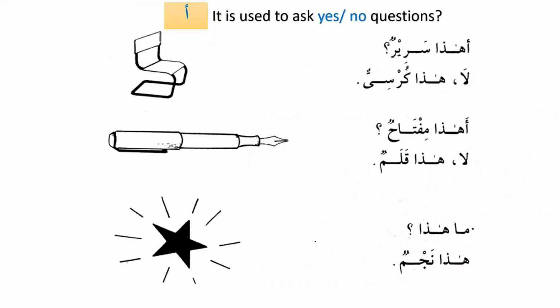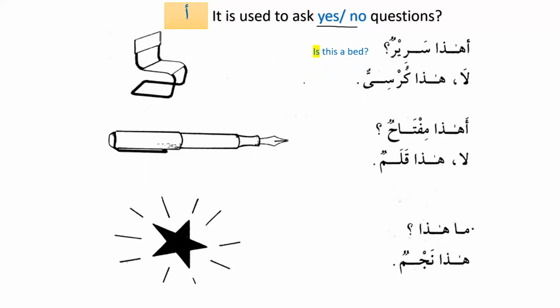Excellent. Now we have the questions with only hamzatul istifham, and we know that hamzatul istifham is used to ask yes-no questions. So the question is, ahadha sarirun? Is this a bed?